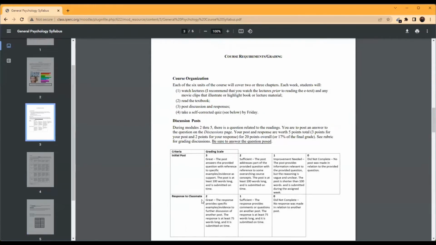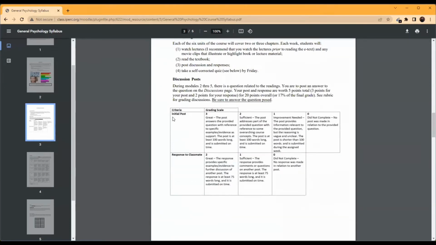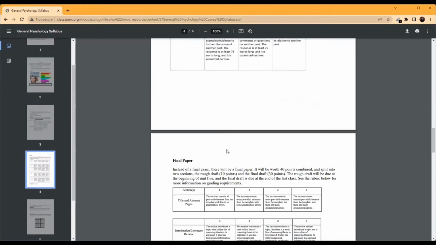So in this course, the discussion posts are more like homework assignments. You just answer questions, and there are open-ended questions, and they are 5 points total. Okay, and then 20 points overall. That just means that there's 5 points for you to answer, and then 20 points for all 4 discussion posts. And there are different points that you can get based on your response, based on your post. Okay, this is the rubric for the discussion posts.